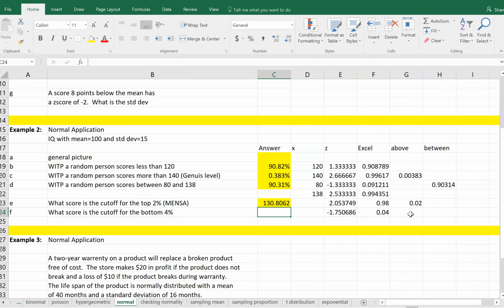Once you have the Z, then you can use the formula backwards. That is, you can take the mean and add on the standard deviation times the Z value. And I now know if you score a 73 or lower, you're going to be in the bottom 4%. Again, a 73 or lower puts you in the bottom 4%.